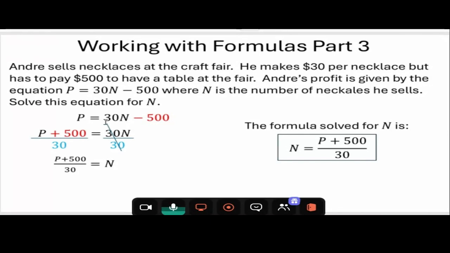So instead of plugging in P over and over and over and solving the equation over and over and over, you now have a single formula that tells you how many necklaces Andre has to sell to achieve a certain profit.